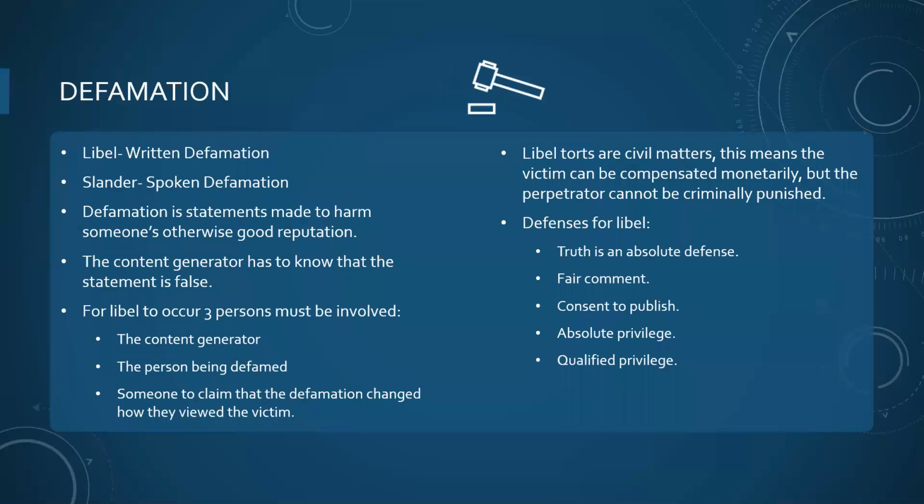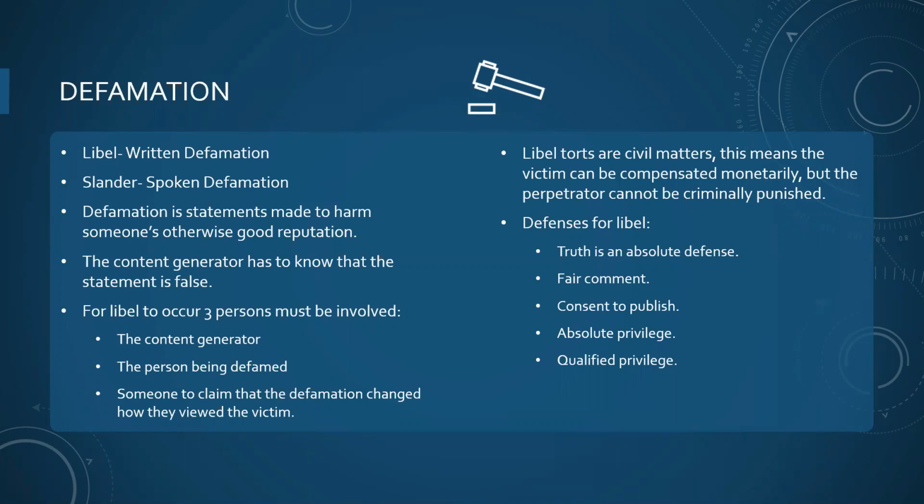Finally, defamation. This is one that's really big for you all as you go into the journalist field, because this is what will get you in trouble. Defamation, when it is in the written form, so when you actually publish it, is called libel. And when it's spoken, it is called slander. Defamation is any statement that is made to harm someone's otherwise good reputation. The point there being a good reputation.